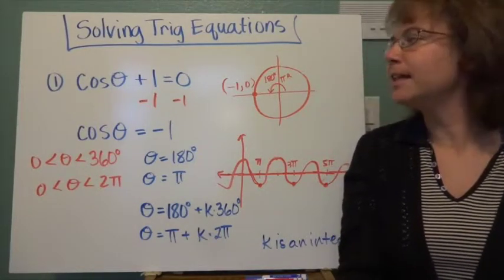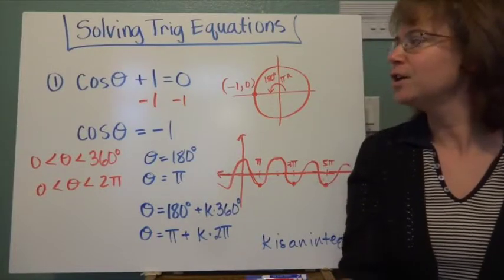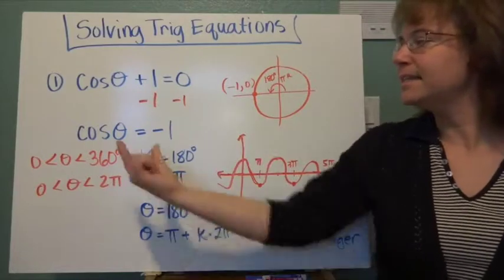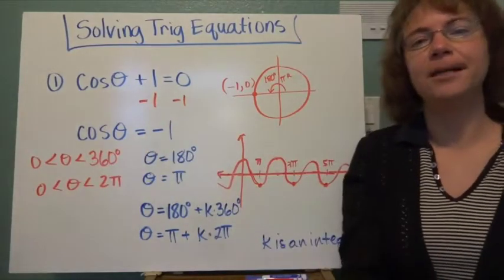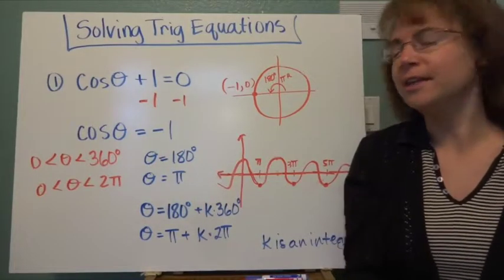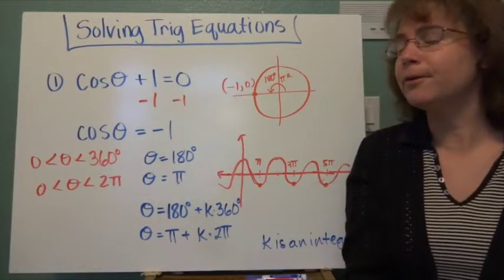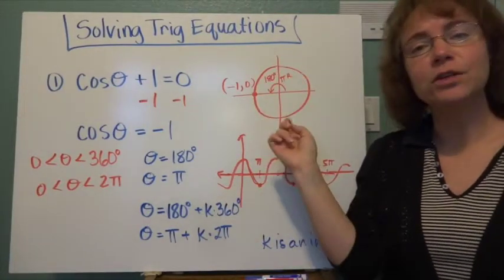This is a pretty simple one. I don't have to manipulate it too much, and I'm going to solve it much like I would solve an algebraic equation. So subtracting 1 from both sides, I have cosine of theta equals negative 1. So I'm wondering what angle, when I take the cosine of it, am I going to get negative 1? Now I can look at this in a couple of ways. I can look at this on the unit circle.